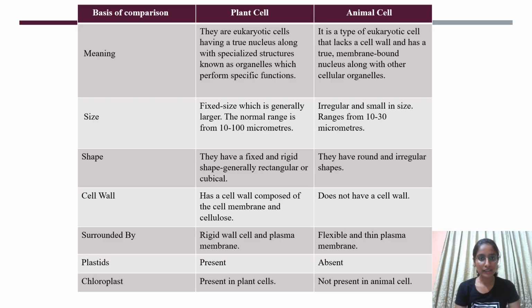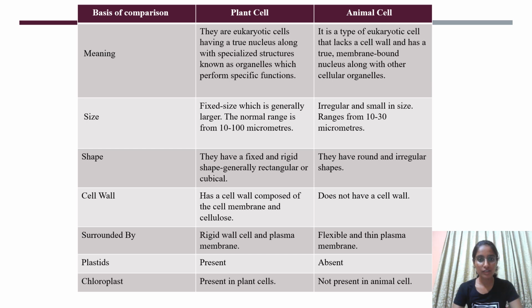Meaning of a plant cell. They are eukaryotic cells having a true nucleus along with specialized structures known as organelles which perform specific functions. Meaning of an animal cell: it is a type of eukaryotic cell that lacks a cell wall and has a true membrane-bound nucleus along with other cellular organelles.